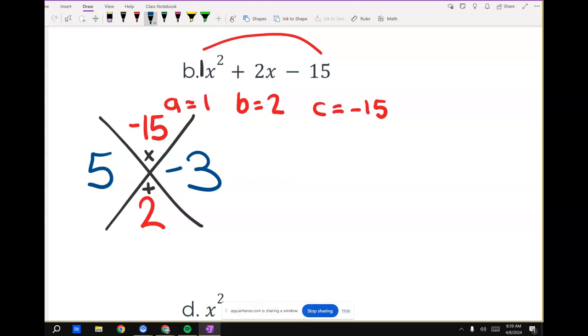It doesn't matter which side you put these blue numbers on. This could be negative 3, 5. Order doesn't matter when you're filling in your X. The only position that matters is that the top is A times C and the bottom is B.